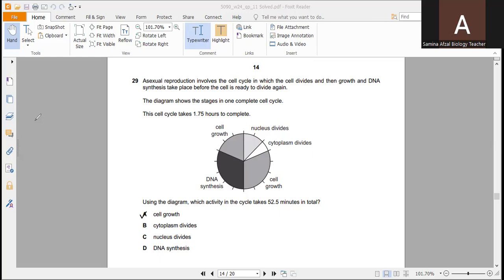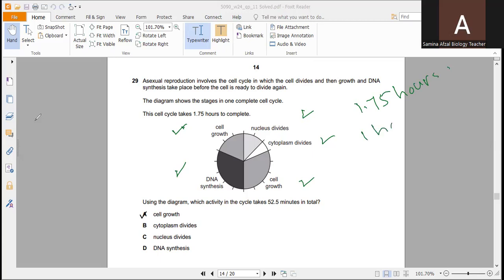The nucleus divides, the cytoplasm divides, cell growth, DNA synthesis, again cell growth. So these are the different stages. Here you can see that the cell takes 1.75 hours.